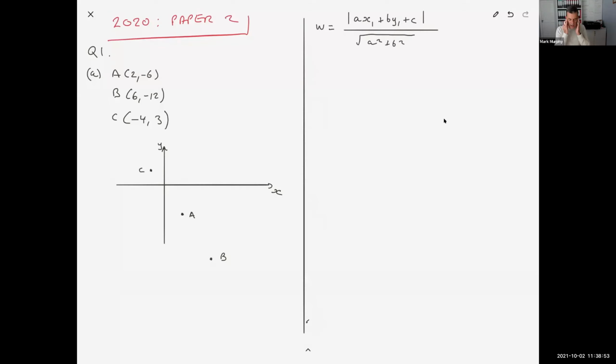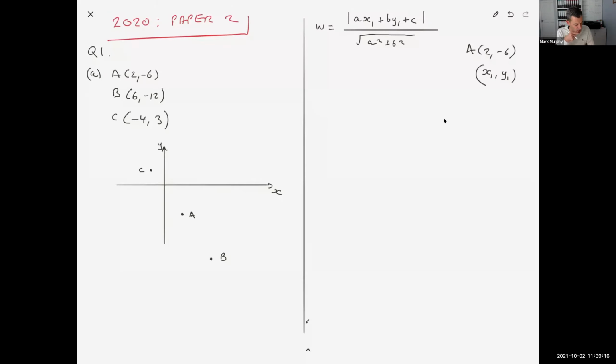Now looking at what we have, right? Do we have the point? Yes, we do, because it says between A, so A is the point, right? So let's write that down over here. Look, A is the point, 2, minus 6. So that's our x1 and y1, isn't it? So we have our x1 and y1, but we don't have our ABCs yet.